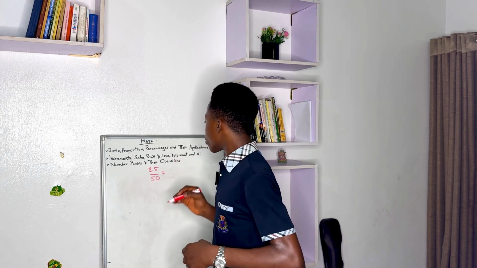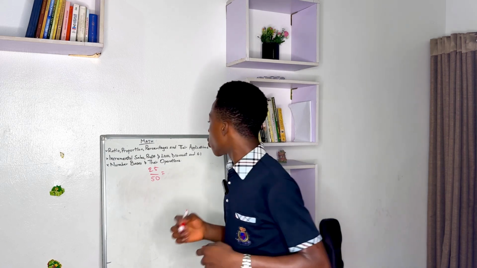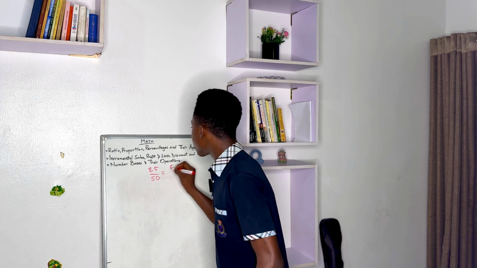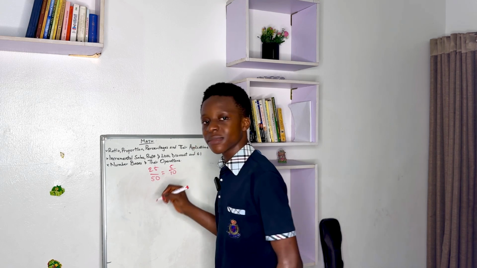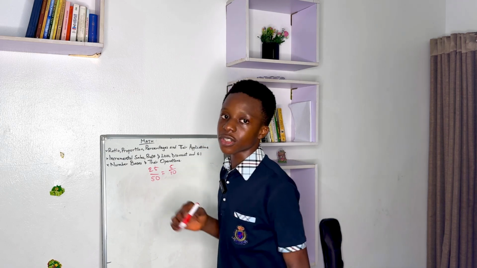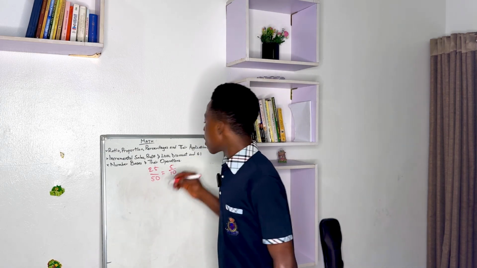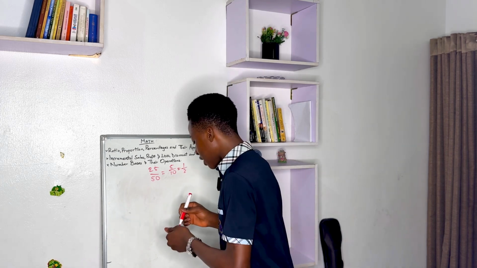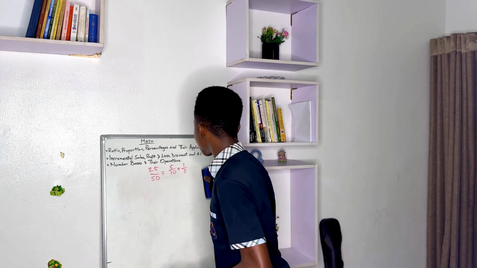So what can go in 25 that can also go in 50? Well, 5 can go in 25. 25 divided by 5 is going to give you 5, and 50 divided by 5 is going to give you 10. This is still not in its simplest form because something can go in 5 and still go in 10, and that is 5. 5 can go in 5 once, and 5 can go in 10 two times. So basically, we have reduced 25 over 50 to half.